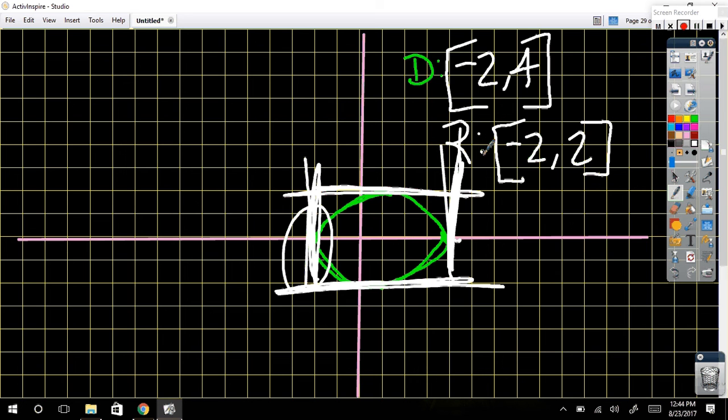What do you think about domain and range? Does it make sense? I don't know. Okay. Let me stop this.